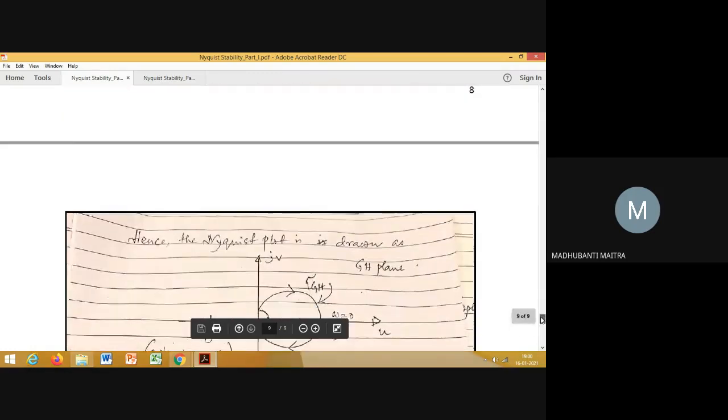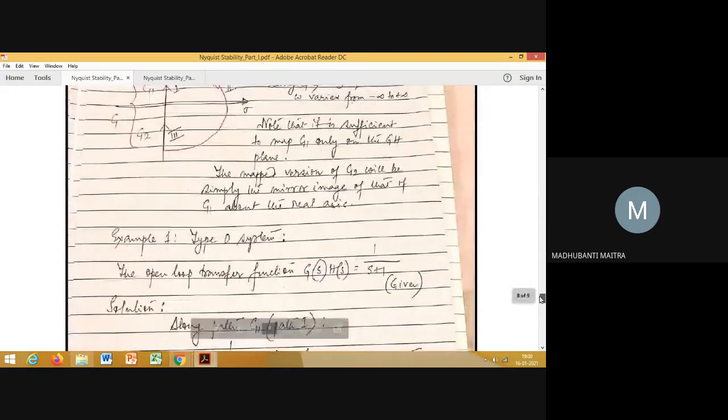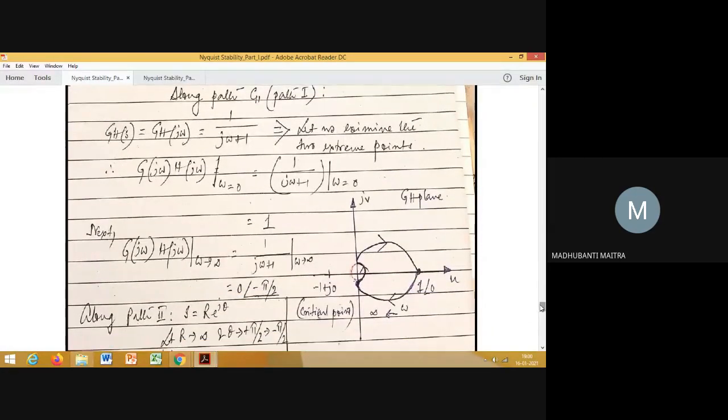So do you have any question? Have you understood how we have drawn the Nyquist plot?